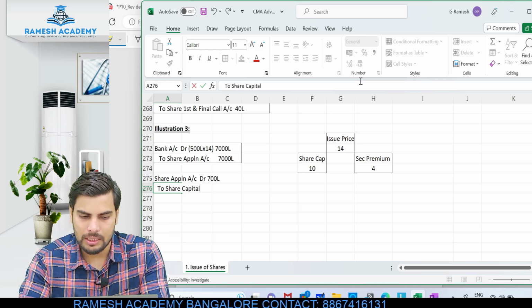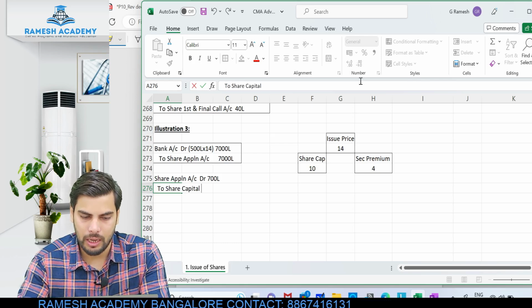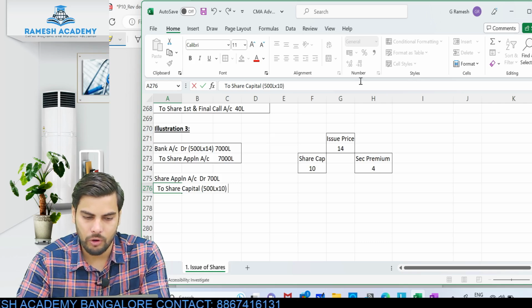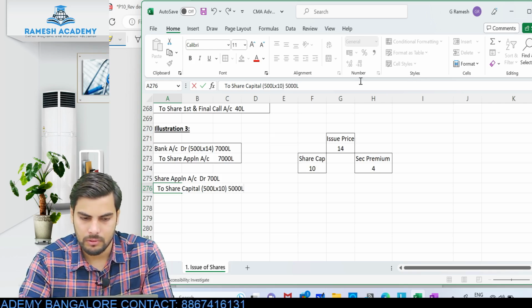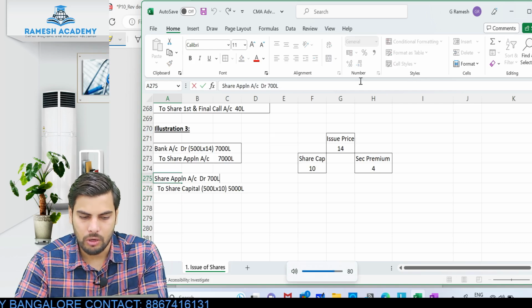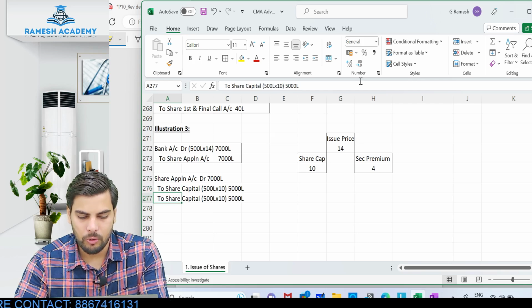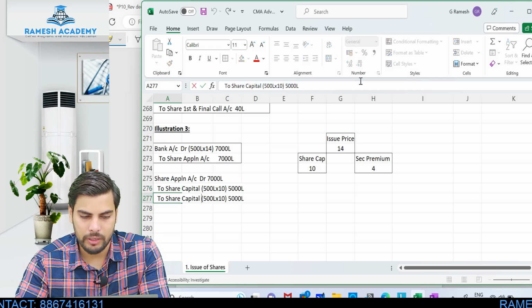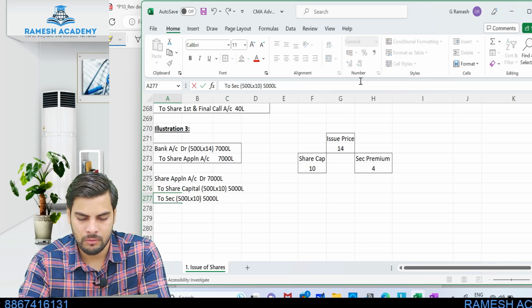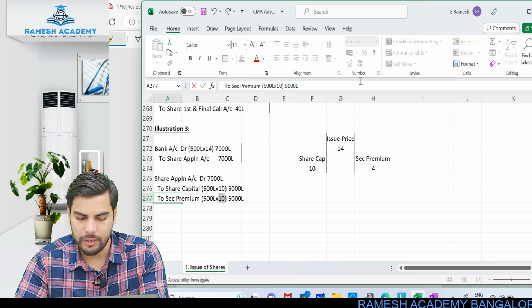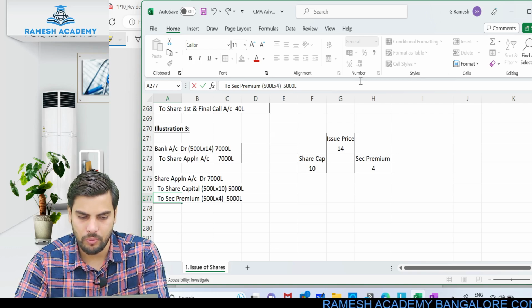Now in this case, I'll not be transferring the entire amount to share capital. Out of this 500 lakh, I'll be transferring only to the extent of nominal value. So what's the nominal value? The nominal value is 10 rupees. And what about the remaining amount? The remaining amount will be transferred to securities premium, to securities premium account. So out of this 14 rupees, 4 rupees will go to securities premium. So this would be 2,000.